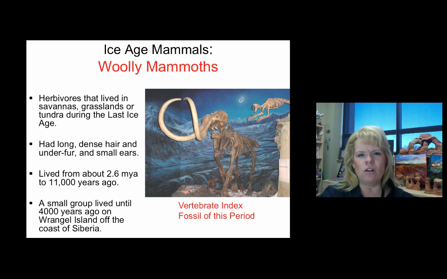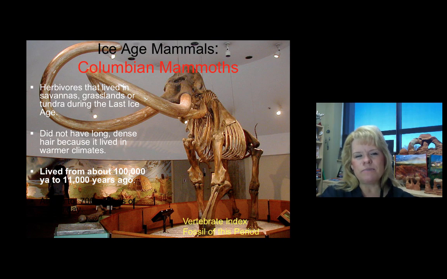Woolly mammoths evolved over in Asia and Europe around 2.6 million years ago, migrated into North America, and stayed here until the end of the last ice age, where they died off around 11 to 10,000 years ago. We know there was a tiny group of pygmy mammoths that lived a little bit longer off of the island of Siberia, and those are really a cute story if you'd like to learn more about the pygmy ones.